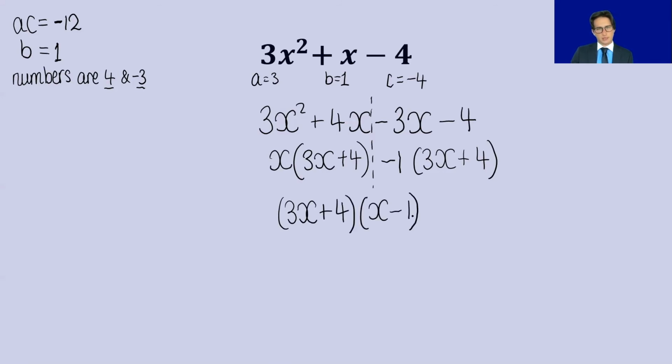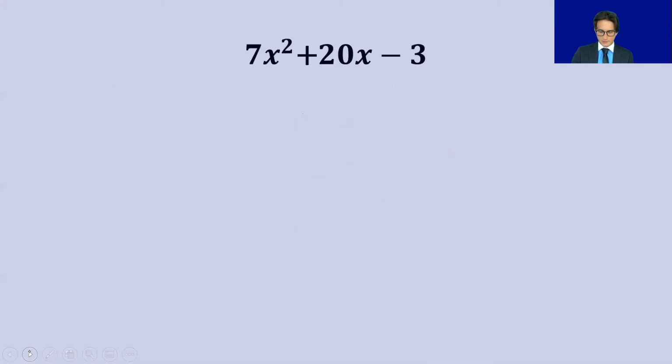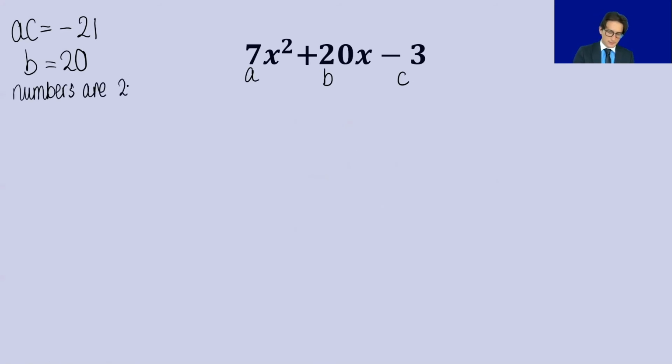Okay, so that was slightly trickier, that one. So again, let's look out for the minus signs. So AC is equal to minus 21, and B is equal to 20. So two numbers that times to make minus 21 but add to make 20 would be 21 and 1 if we make one of them negative. So because we want it positive 20, the bigger one needs to be positive. So the numbers are 21 and minus 1. They times to make minus 21, but add to make positive 20.